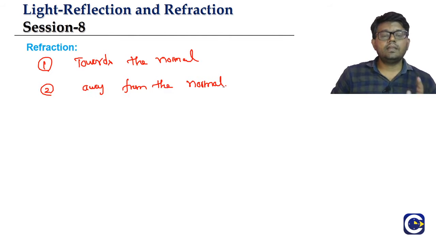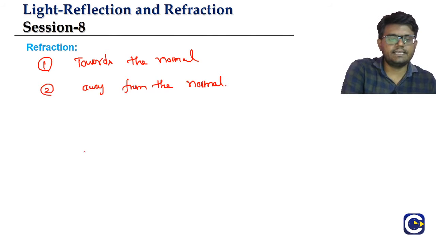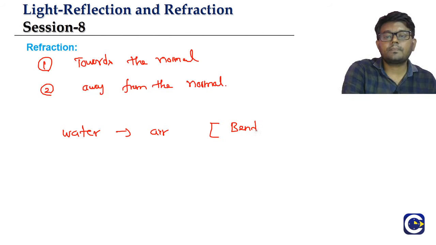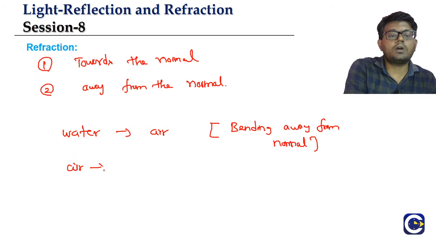And when the light rays are going to bend towards the normal, and when they are going to bend away from the normal, we will be able to understand in further discussion. Like what we said, if the light rays are going from water to air, they are bending, as we have seen in that representation, away from the normal.